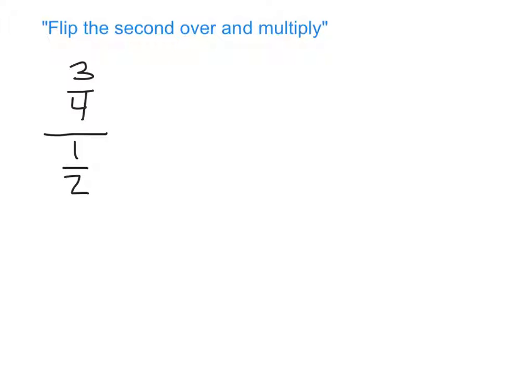Today we're going to explore why when we divide fractions, we flip the second over and multiply. And what we're going to do is use this example, and this is a complex fraction. A complex fraction is a fraction in which the numerator and/or the denominator is a fraction.